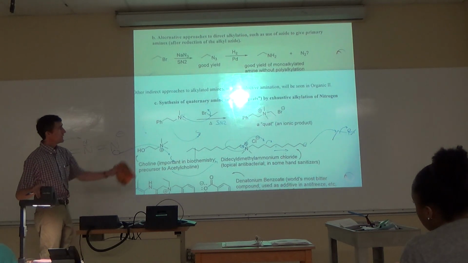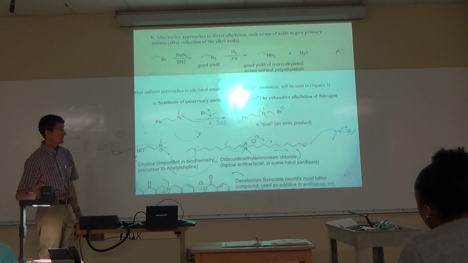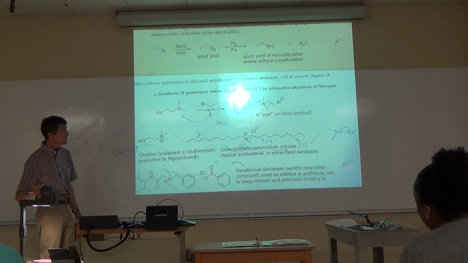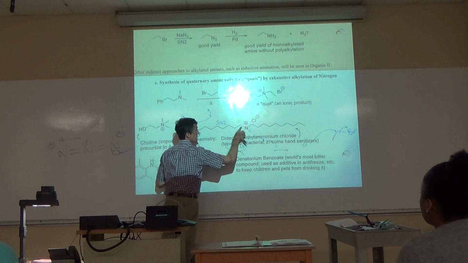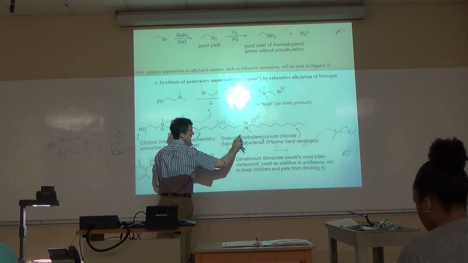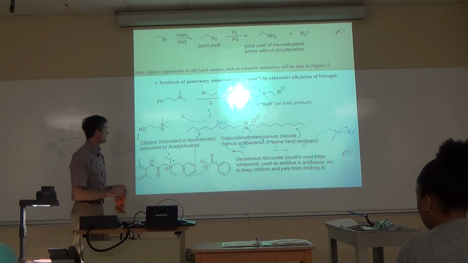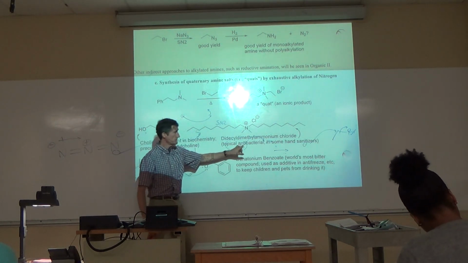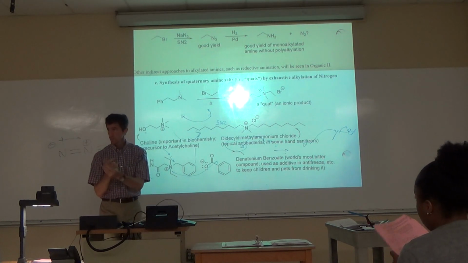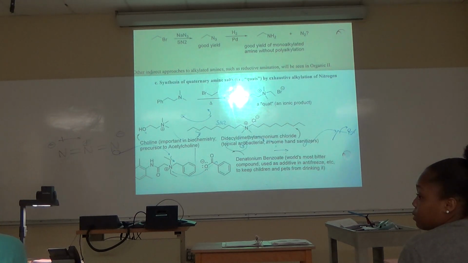Quaternary ammonium salts are used. This is a quaternary ammonium salt. It can be made by such a reaction. They're commonly used as antibacterials, topical antibacterials, hand sanitizers. These things often contain ethanol, which is an antibacterial, but they may also contain a quat. These are colloquially called quats.